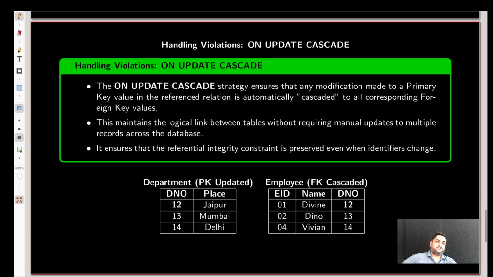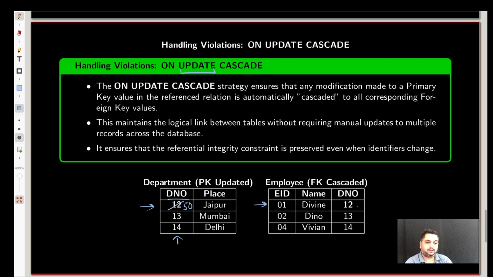Similarly, the other case may arise: ON UPDATE CASCADE. One more problem here is, say this department number 12, place Jaipur, is being referred to here because this employee works in department number 12. Now say that due to some reasons I have to change the department number to 50. I am not deleting the record, not deleting this row, not deleting the department. I am just updating this value. Update means changing the value. I change this 12 to 50. The primary key is changed to 50, so it is not violating any key constraint. They are unique: 13, 14 and 15.